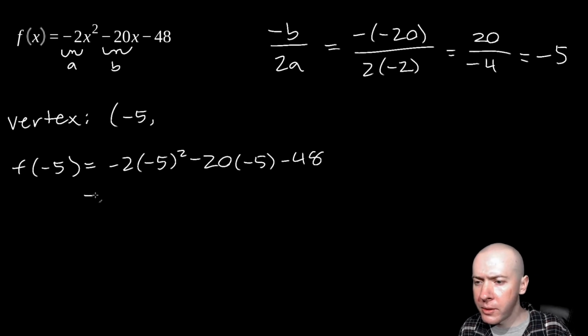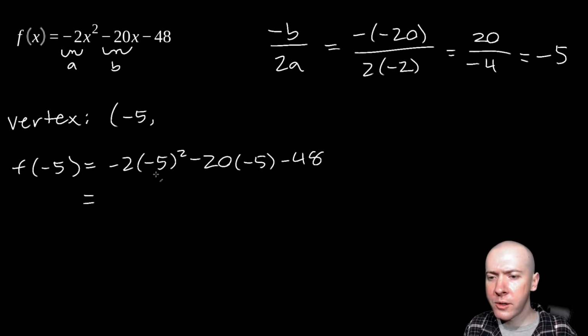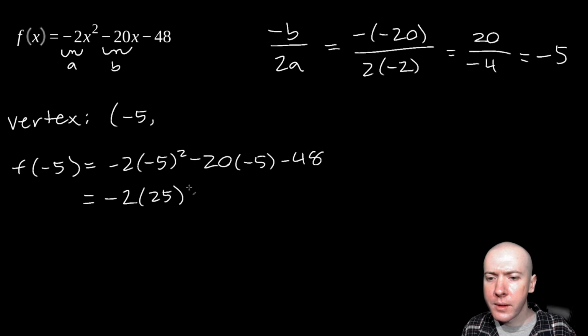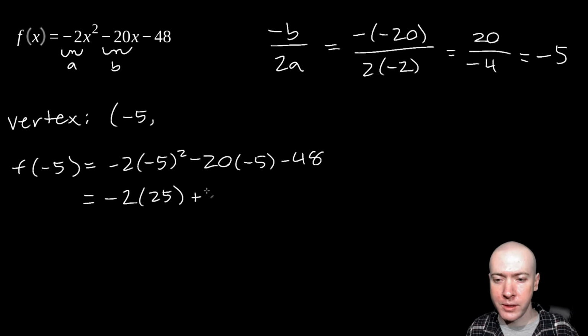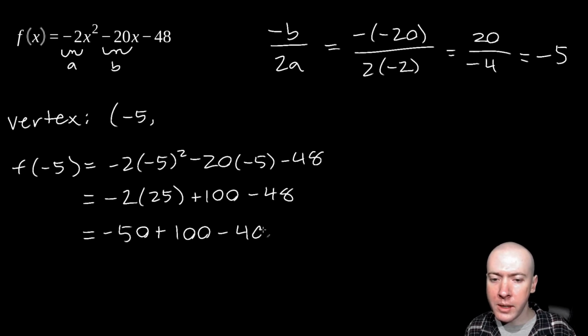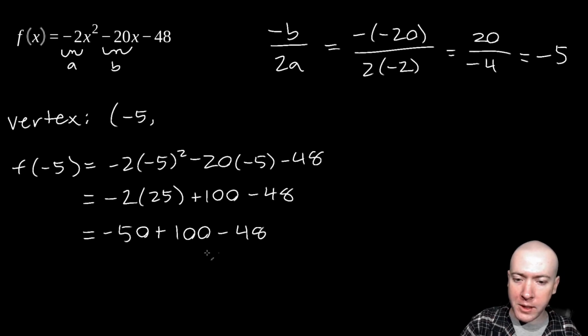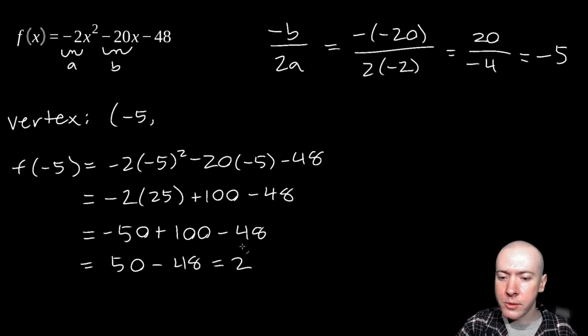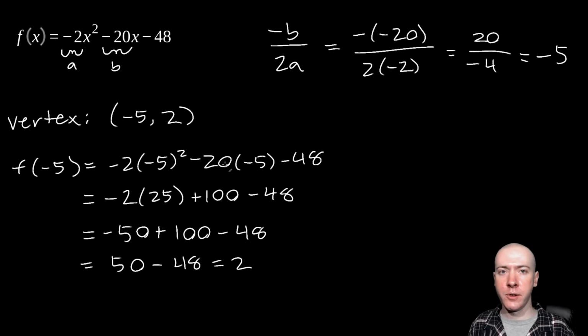Okay, and we have a little bit of arithmetic to do here. Let's start with the -5 squared. That's 25, right? What is -20 times -5? It's +100. So plus 100 minus 48. Okay, -2 times 25 is -50. And -50 plus 100 is going to be 50, right? So this is 50 minus 48, which is 2. So 2 is the y coordinate of the vertex.